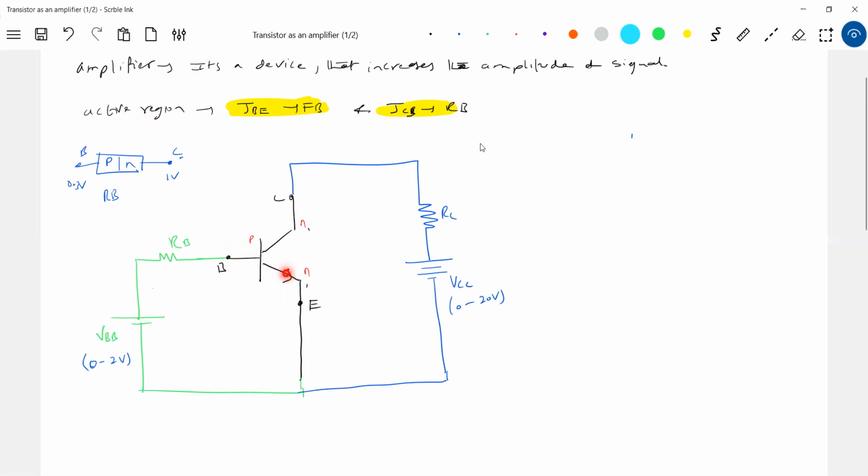Active region in the sense that VCC is, say, I'll take 20 volt. Then what should be the value of VC? It should be at least half of this, no? To be in the active region. Like that, I adjusted and brought this transistor into the active region. Now I am going to apply an AC signal. So what is the AC signal? I'll put a red color here. The signal which has to be amplified, I'll supply it here.